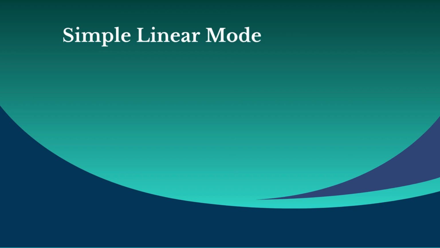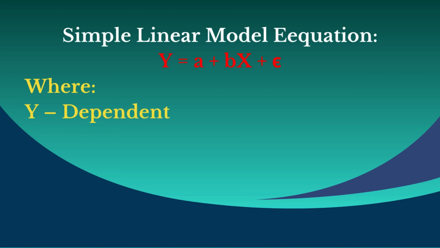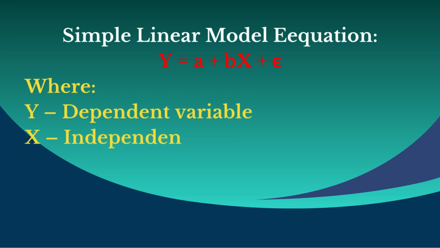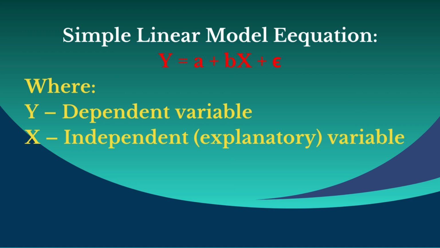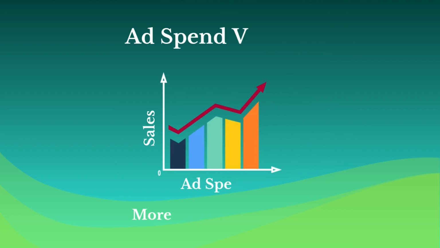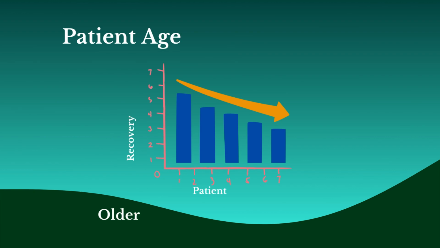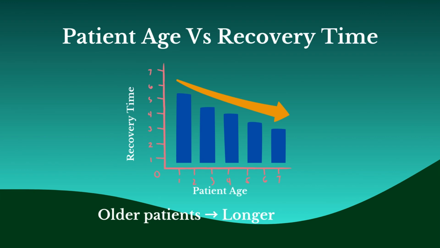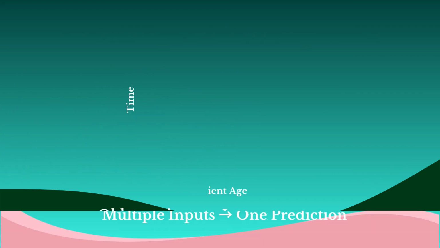A simple linear model is expressed using the following equation. Y equal to a plus bx plus epsilon, where y is the dependent variable, x the independent variable, a the intercept, b the slope, epsilon the residual or error. Example, in e-commerce, we can use advertising spend to predict sales revenue. In healthcare, we might analyze how patient age affects recovery time. But the real world is rarely that simple. Outcomes often depend on multiple factors. That's where multiple regression comes in.